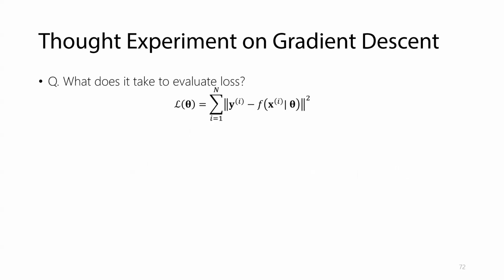Consider this problem again. We have a loss function. We have a model F, and for a given input X, F will produce some output, and that output gets compared with the ground truth. Your goal is to minimize the discrepancy between the model prediction and the ground truth, right? So you're hearing this over and over again. Now we have some data set of size N. Now, what does it take to evaluate the loss, computationally speaking?